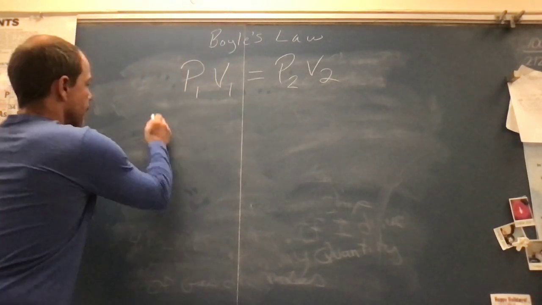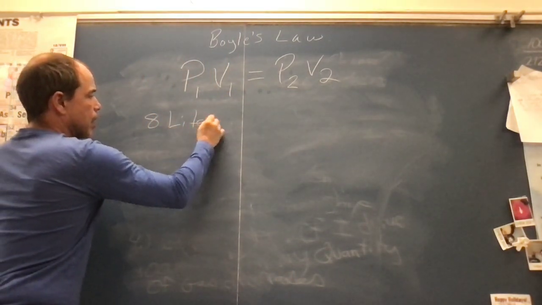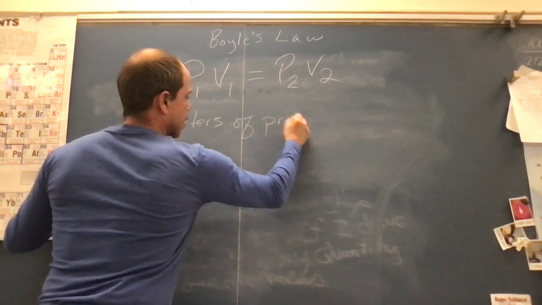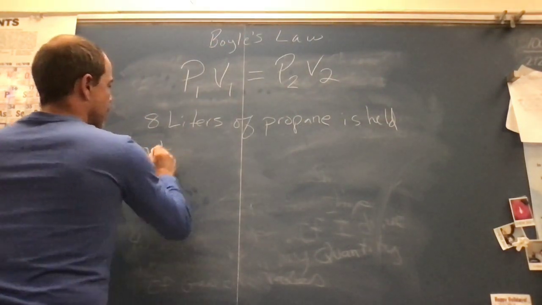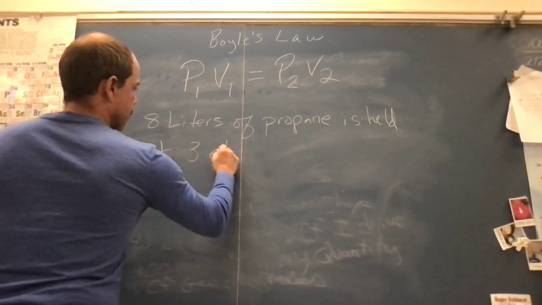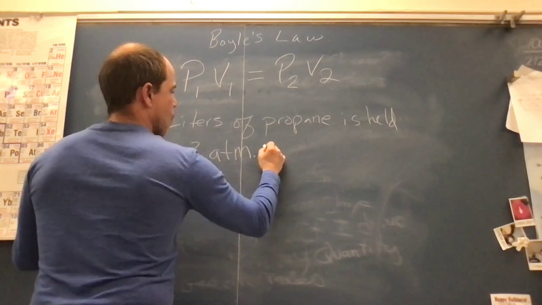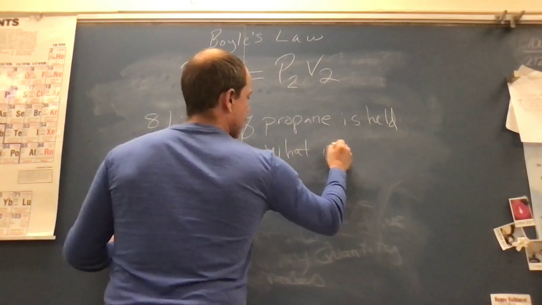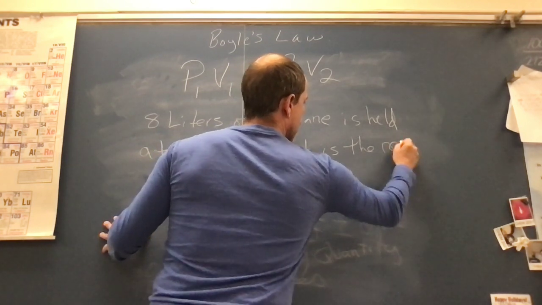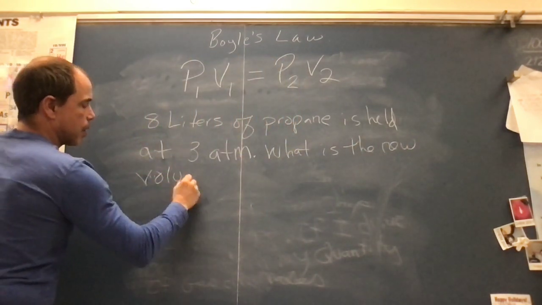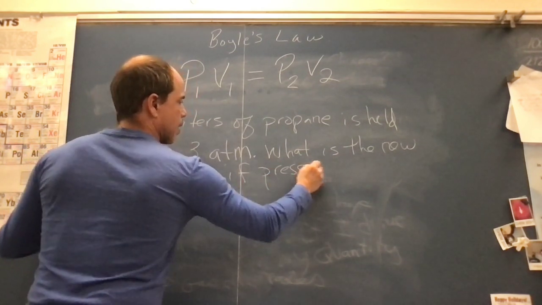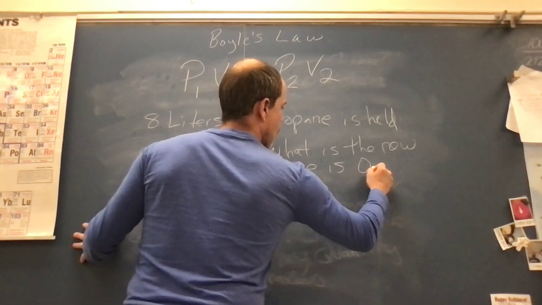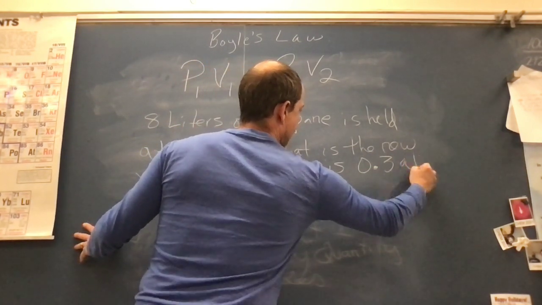Anyway, here's our problem. 8 liters of propane is held at 3 atmospheres. What is the new volume if pressure is 0.3 atmospheres?